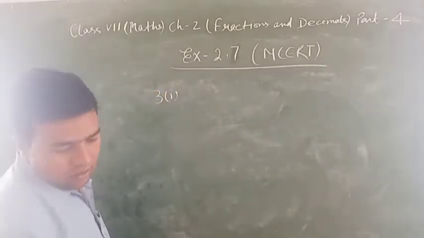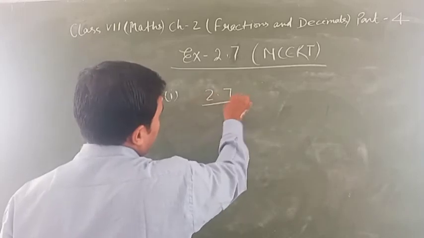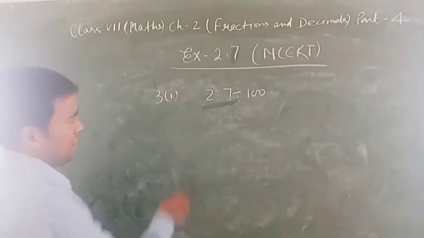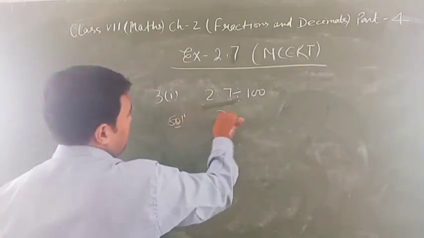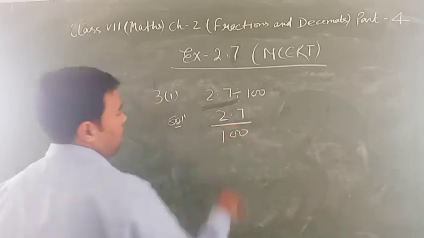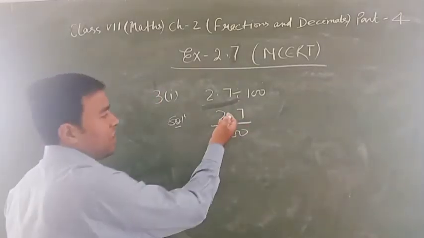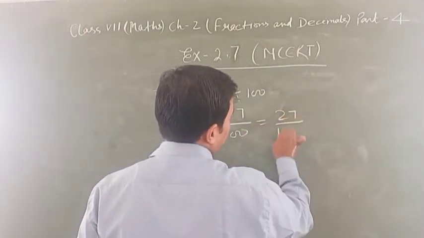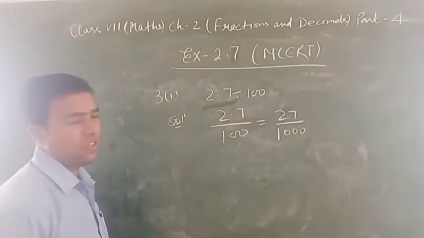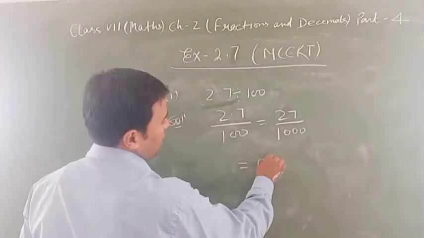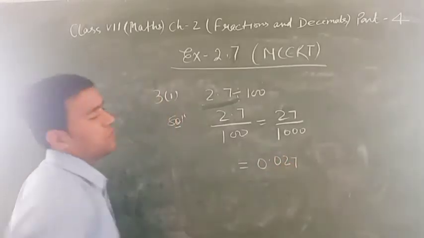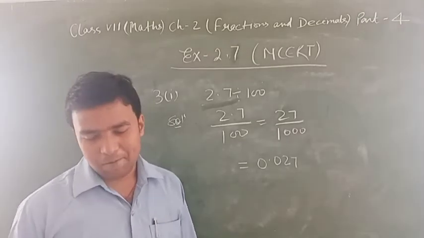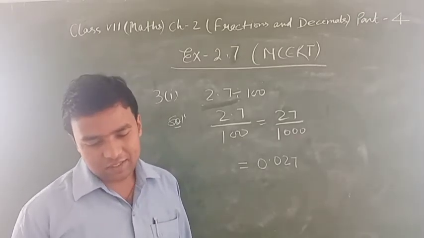Third one, 2.7 divided by 100. 2.7 divided by 100 means 2.7 upon 100. So here also the same. Remove the decimal, means 27 by 1000. Means 0.027. It is the answer. Very easy. Question number 3 is like this.